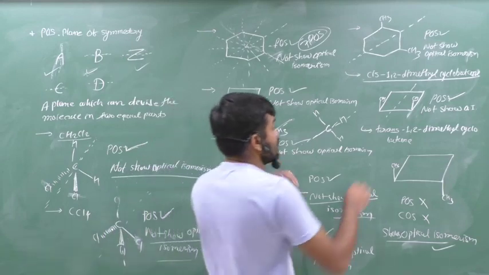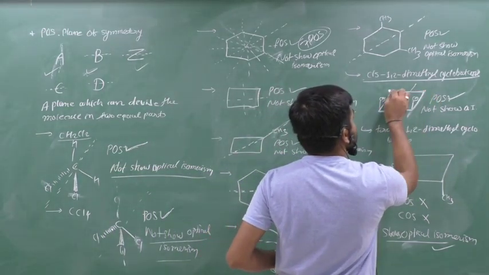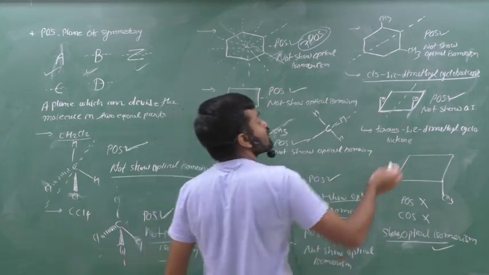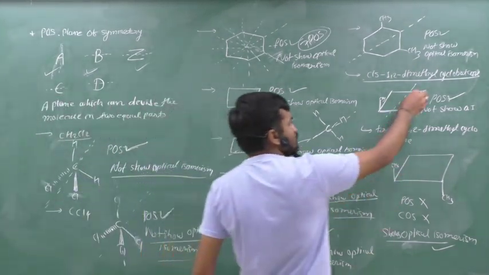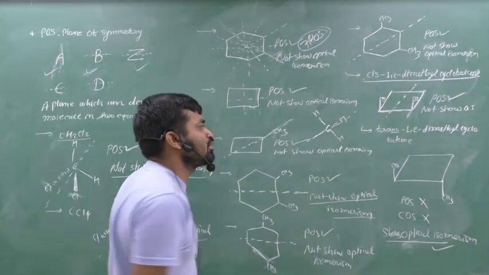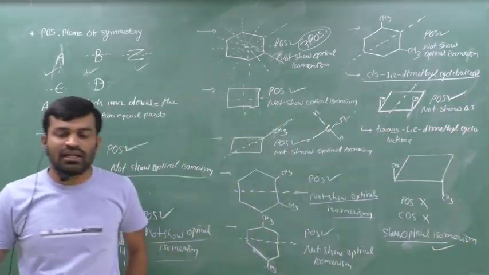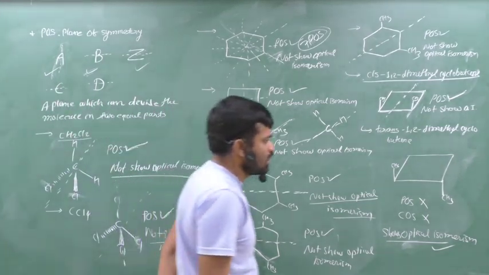Cis-1,2-dimethyl cyclobutane. Cis means if the first methyl is upside, then the second is also upside. If we can pass the plane through this molecule, it can cut it into two equal parts. Therefore, you can say that it has a plane of symmetry and does not show optical isomerism.